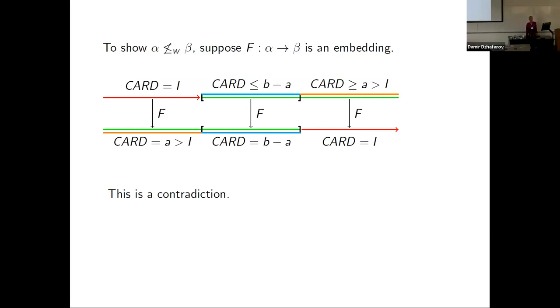So that tells us alpha doesn't embed into beta. And the proof that beta doesn't embed in alpha is exactly the same, except with the I's in different places. Questions about anything so far?